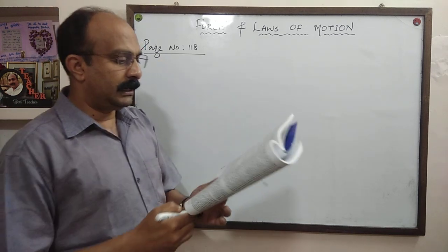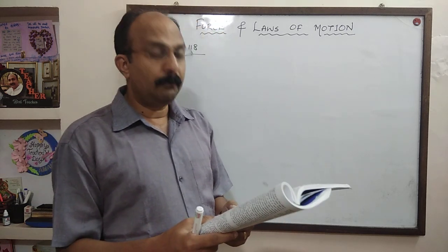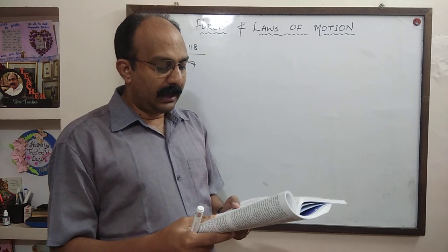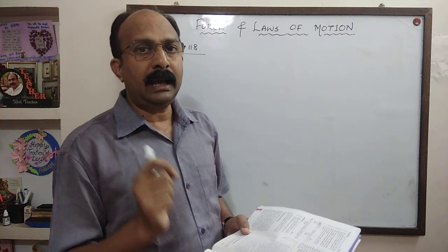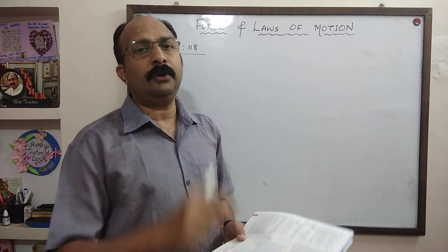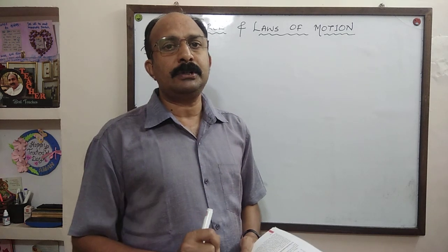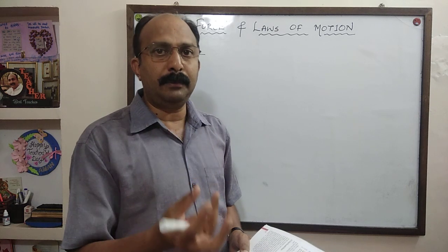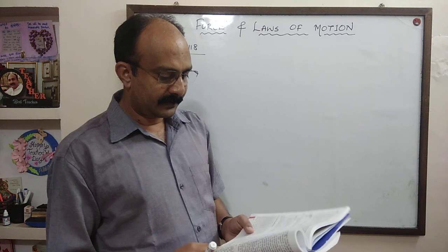Page number 118, question number 1. Which of the following has more inertia? A. A rubber ball and a stone of the same size. Which one will have more inertia? Stone will have more inertia. Reason? Inertia is directly proportional to mass. Since stone has more mass than rubber, stone will have more inertia than rubber ball.